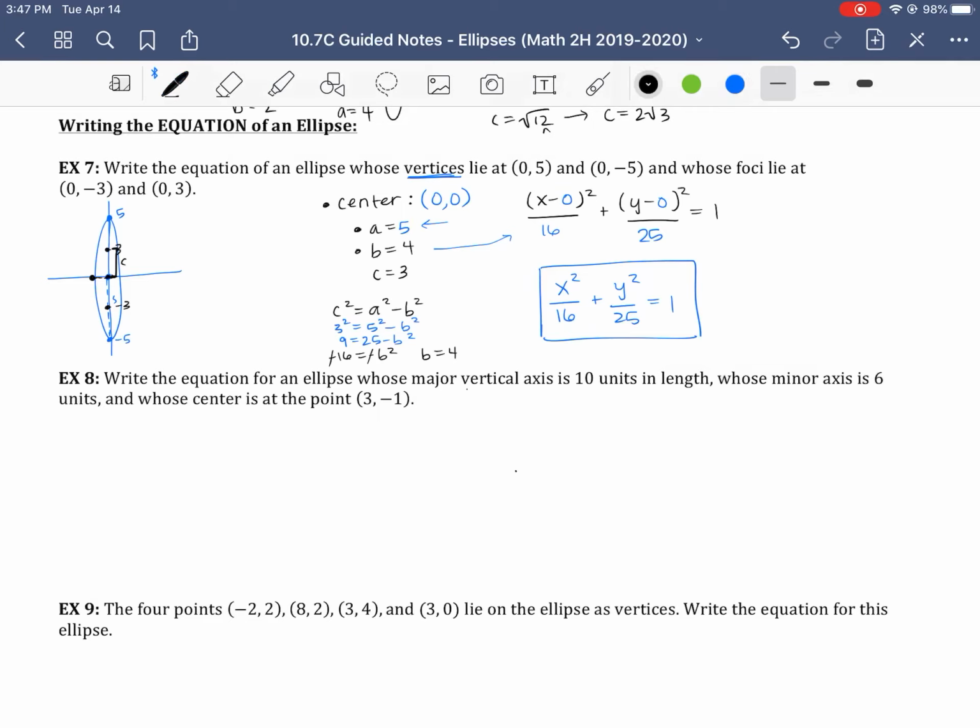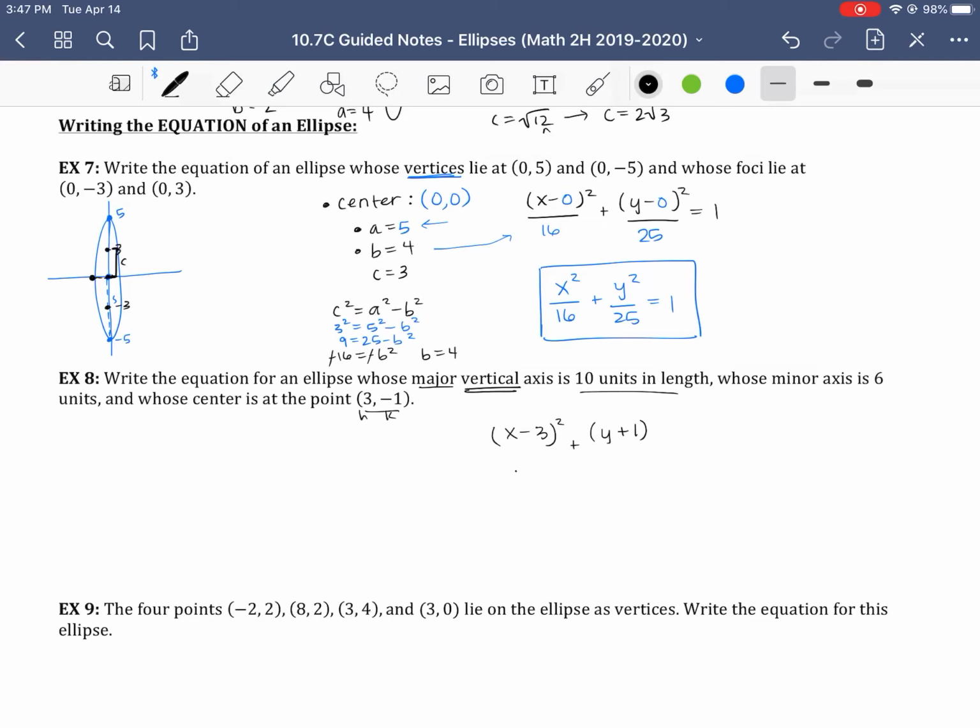On number 8, it says write the equation for an ellipse whose major vertical axis, now that's important that we know the major axis is again vertical, and it's 10 units in length, and the minor axis is 6 units, and the center is there at 3, 1. So that's awesome. We've got our h, k there. I could start even building my equation here. We just put that h on in there.